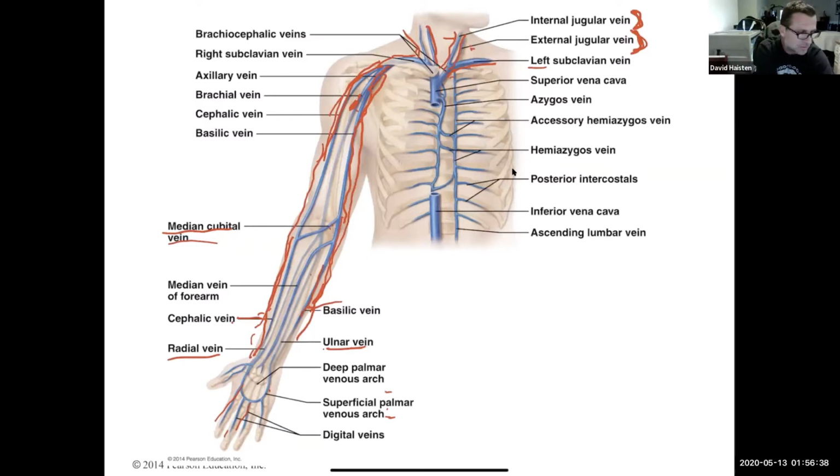The internal jugular vein drains the majority of the blood from the brain. The vertebral artery veins just bring back blood from muscles in the neck, things like that. Not really much from the brain.